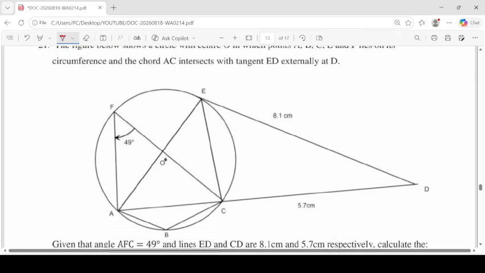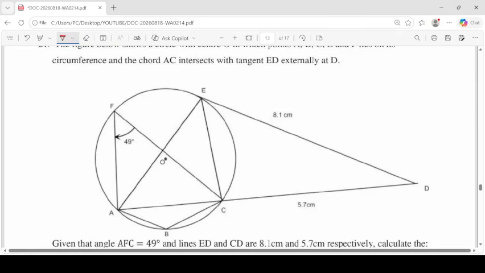Let's go to question number 21, ladies and gentlemen. We are progressing very, very well. I hope you are learning.